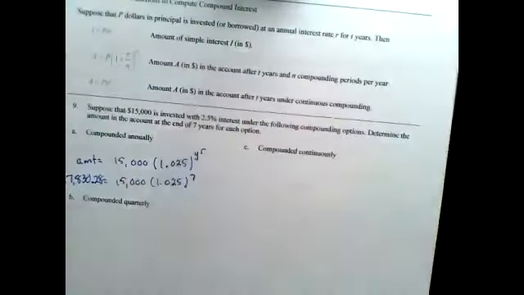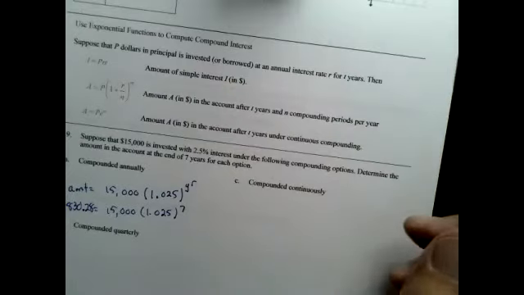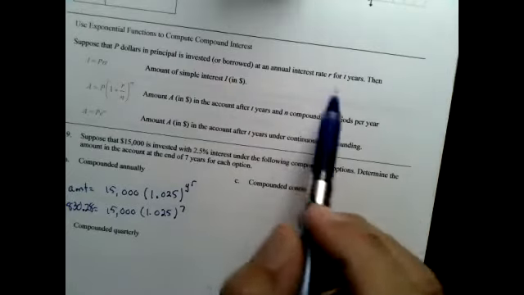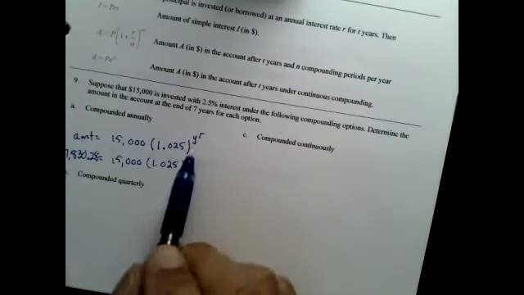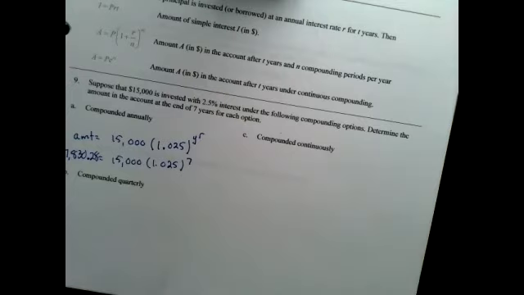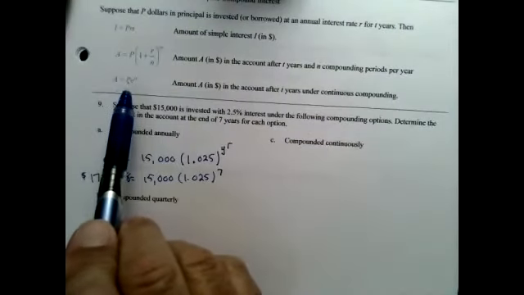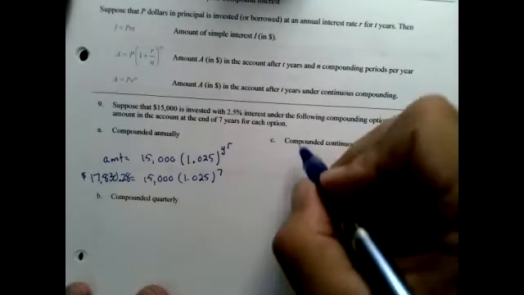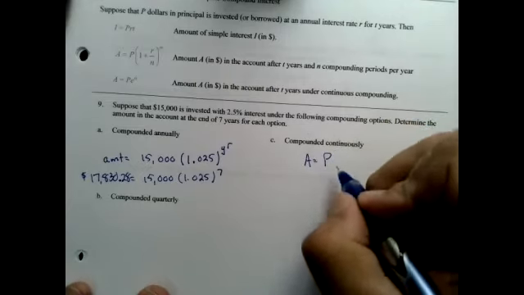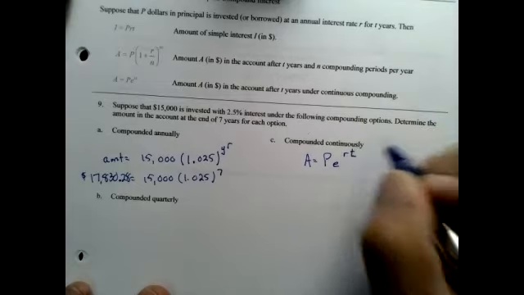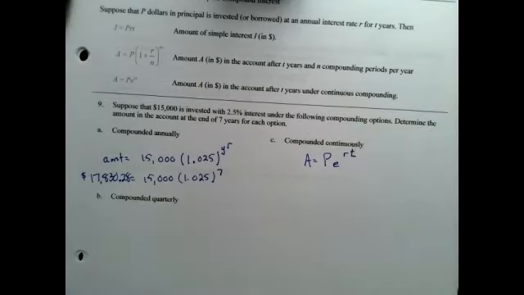Okay, so that would be what we're looking at up here. And, you know, I'm happy with that after 7 years. Okay, now this guy says compounded continuously. Well, that's this equation right here. Okay, it's called PERT. A equals P, and then it's that e we were talking about raised to the rt power. Now that comes from somewhere.